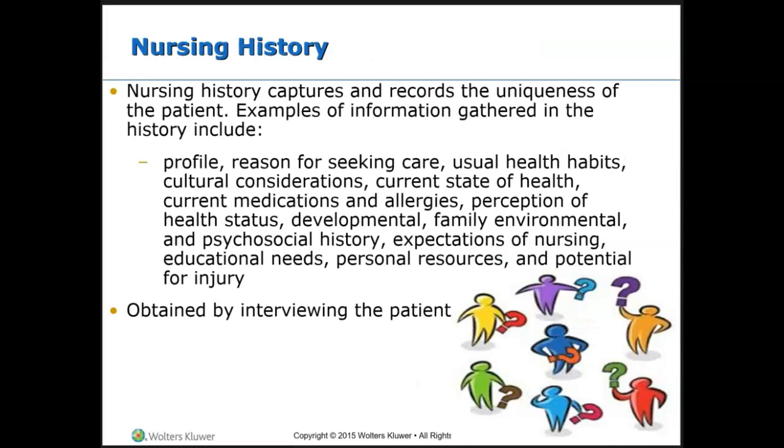Nursing history captures and records the uniqueness of the patient and includes the reason for them seeking their care, their usual health habits, any cultural considerations, their current state of health, all current medications, allergies to foods, perception of their health status, developmental stage, family environment, psychosocial history, what the patient expects from us as their nurse and as their supportive advocate, their educational needs, their personal resources, and any potential for injury. And this, of course, is done by reviewing records and interviewing your patient.